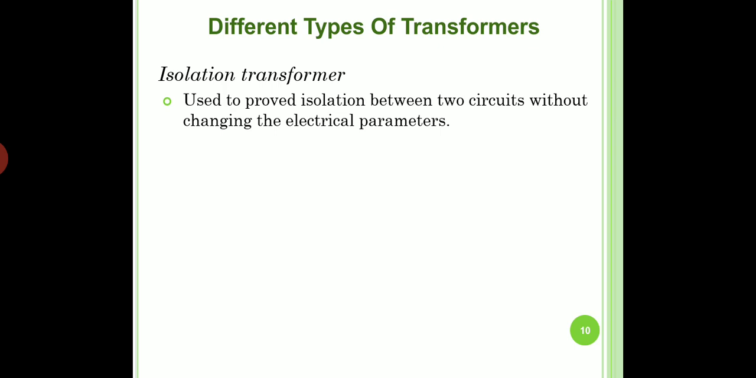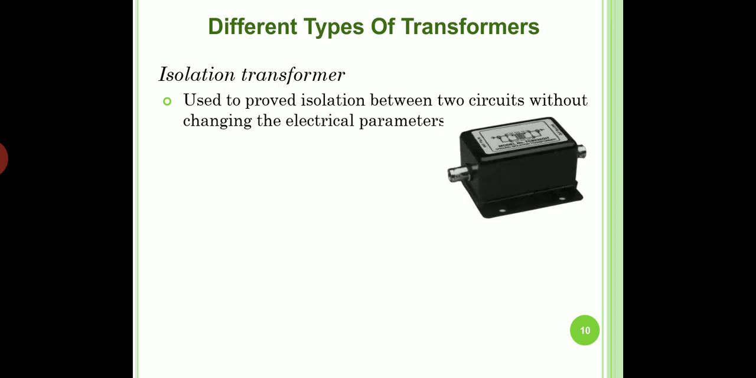But they are perfectly isolated. The coupling is only due to the magnetic circuit happening in the transformer. So this is an isolation transformer. A transformer normally produces isolation perfectly between the two circuits.